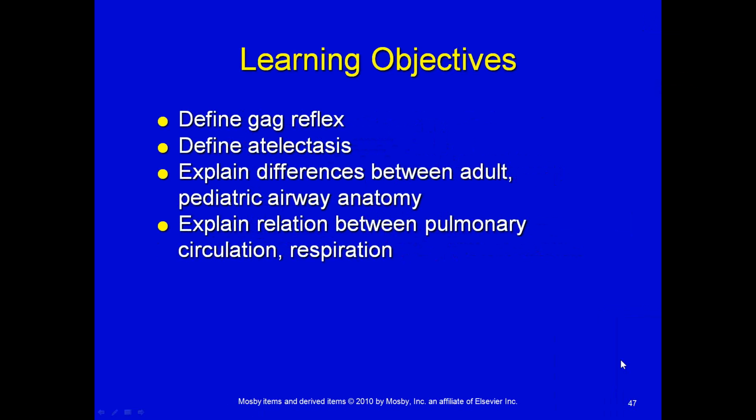Biot's respirations is something that we see in a terminally ill patient where they may have long periods of apnea and then really deep breaths. Central neurogenic hyperventilation is just that. It's caused from brain injury, and the patient just breathes really deep and really rapid. Agonal respirations, that typically is something that in an unresponsive patient is a sign of cardiac arrest.